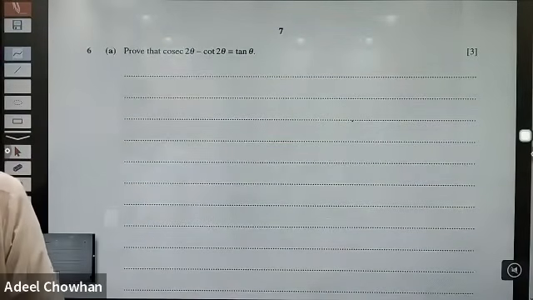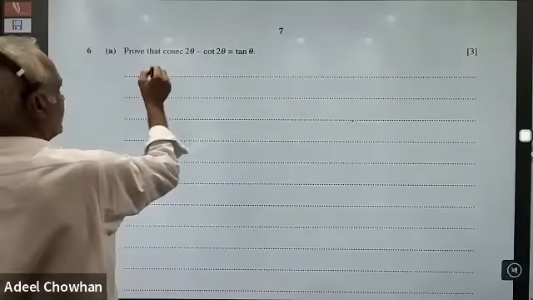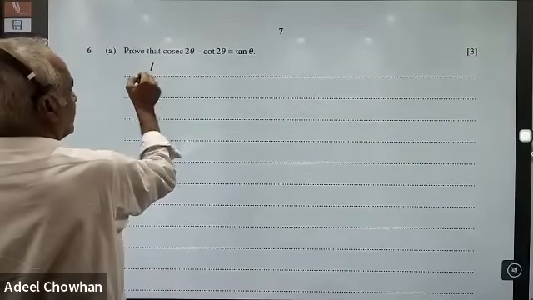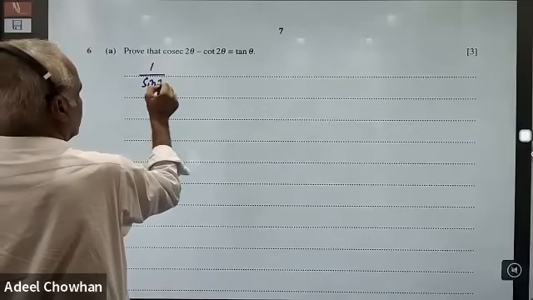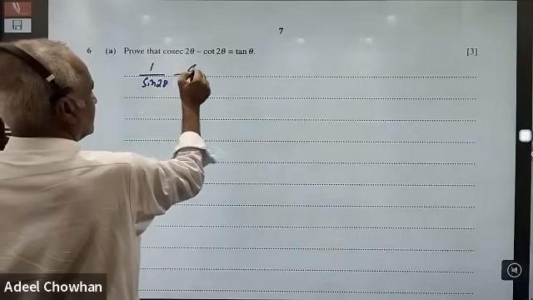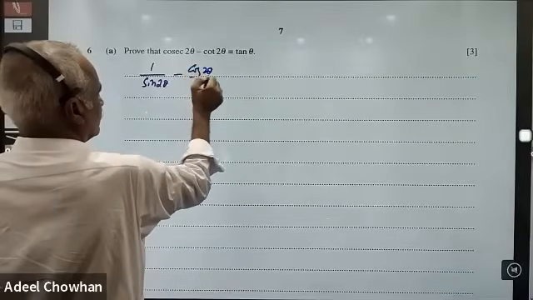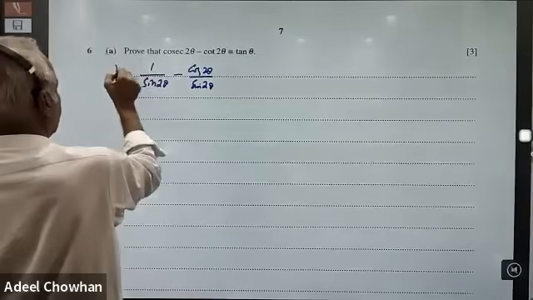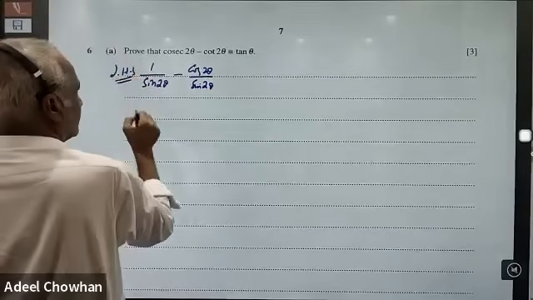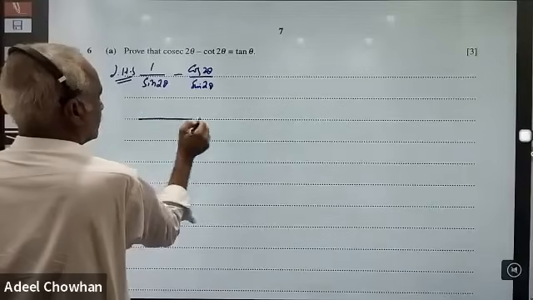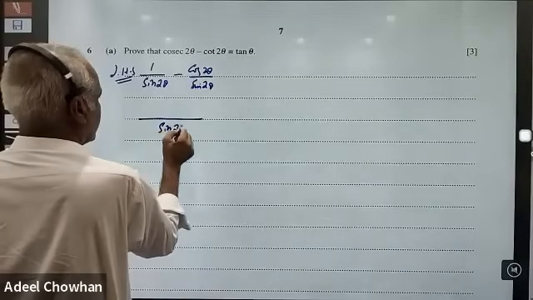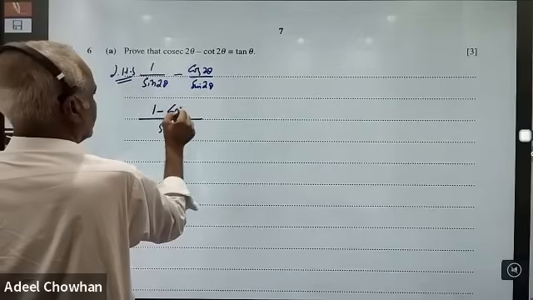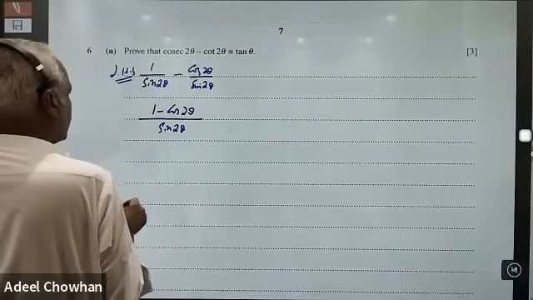Question number 6 now. Prove that cosecant 2 theta minus cotangent 2 theta is equal to tangent theta. So this should be written in the form of 1 over sine of 2 theta minus cos 2 theta over sine 2 theta. Let's say it is the left hand side of this equation. So that should be equal to sine 2 theta is the LCM. So it should be equal to 1 minus cos of 2 theta.